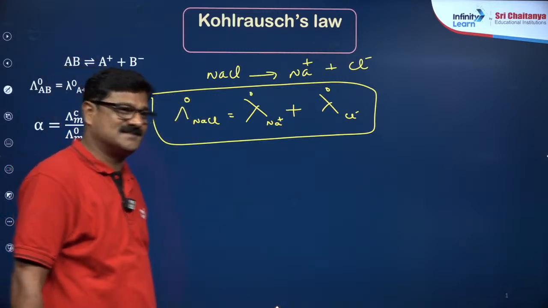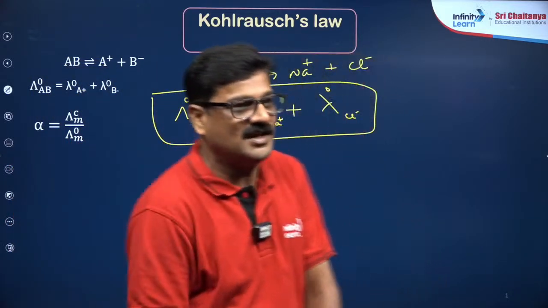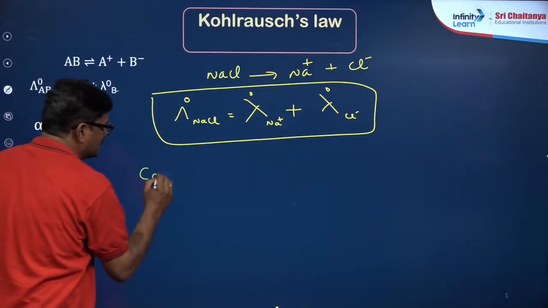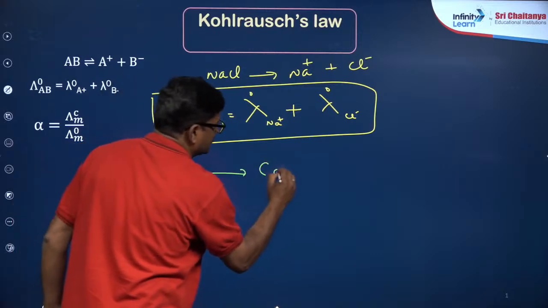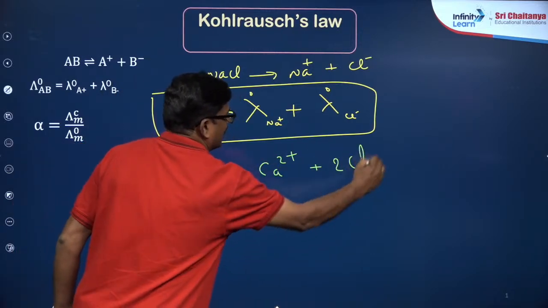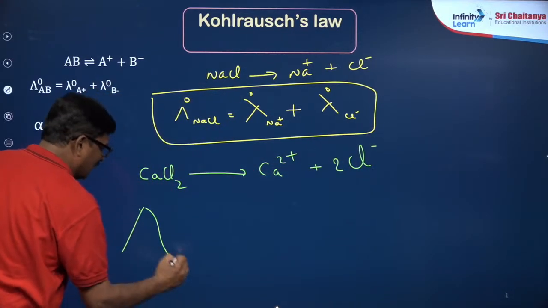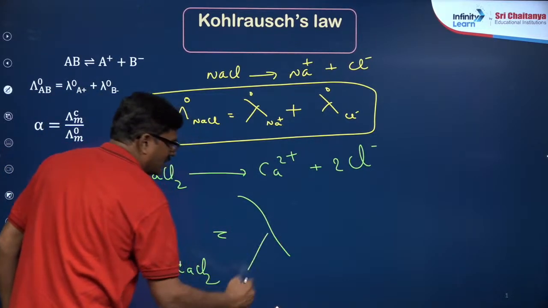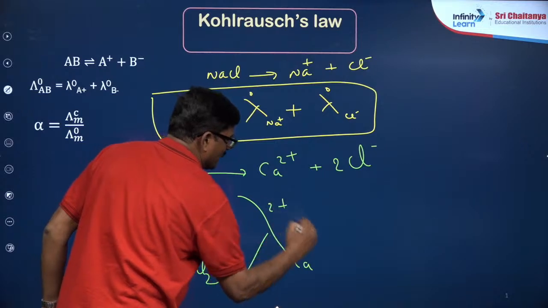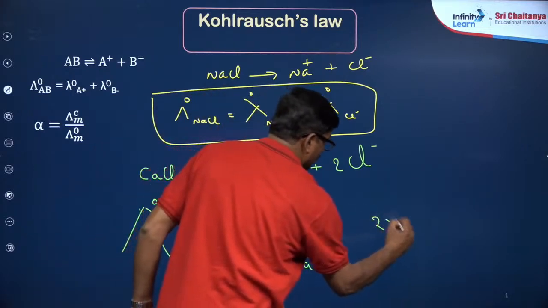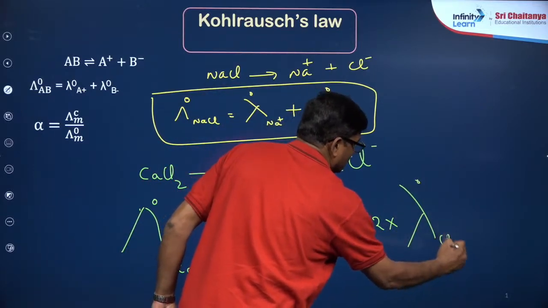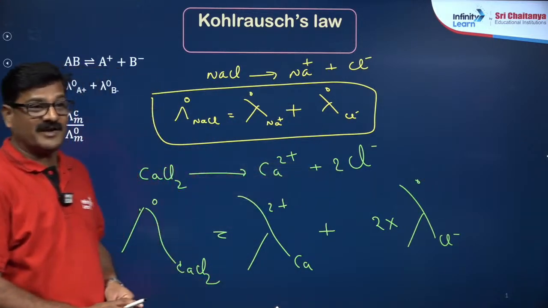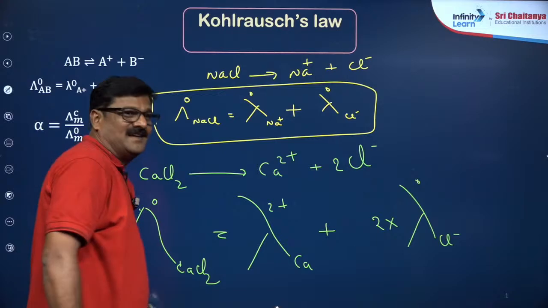है ना बेटा? Yes, that's great. Very nice to see. Great students. और एक एग्जाम्पल देना चाहता हूँ आपको. Calcium chloride gives rise to calcium 2 plus and 2Cl minus, and molar conductivity of calcium chloride at zero concentration is equal to ionic mobility of calcium 2 plus plus 2 into ionic mobility of Cl minus, क्योंकि 1 molecule of calcium chloride gives 2 molecules of Cl minus. समझ में आ रही है ना?